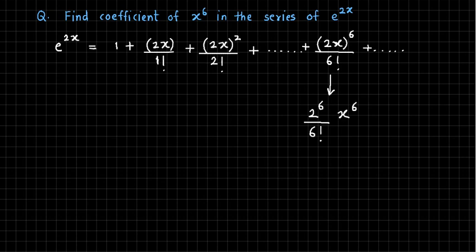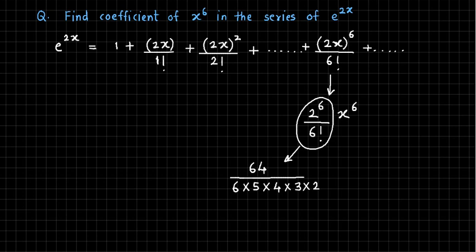So the coefficient is nothing but this particular quantity, and we know that 2 raised to 6 is nothing but 64, whole divided by 6 factorial. As we know from the definition of factorial, it is the product of 6 into 5 into 4 into 3 into 2 and of course into 1.